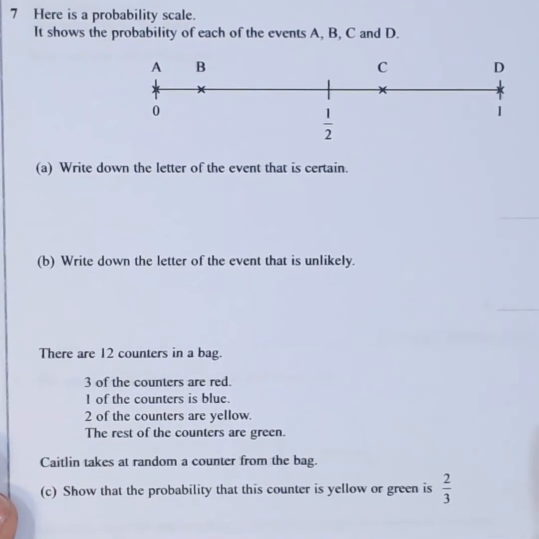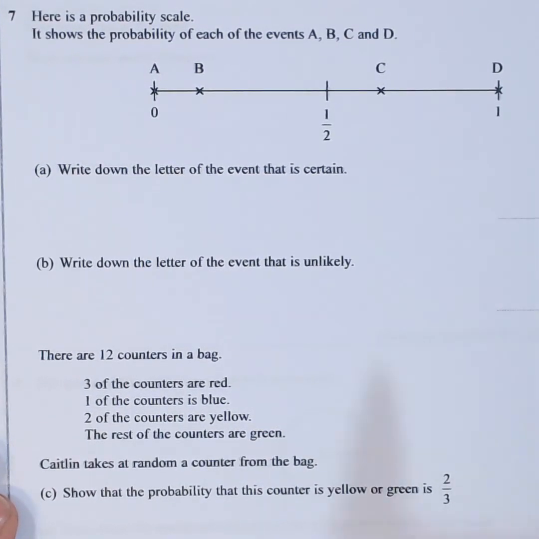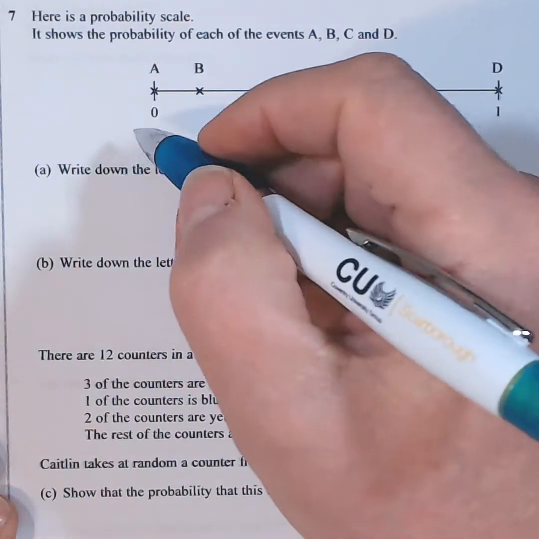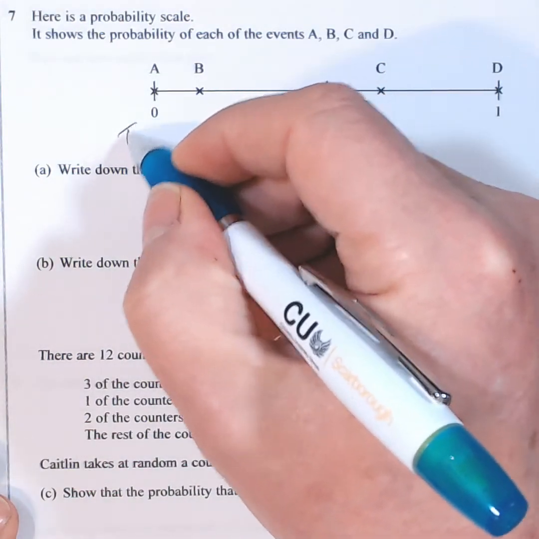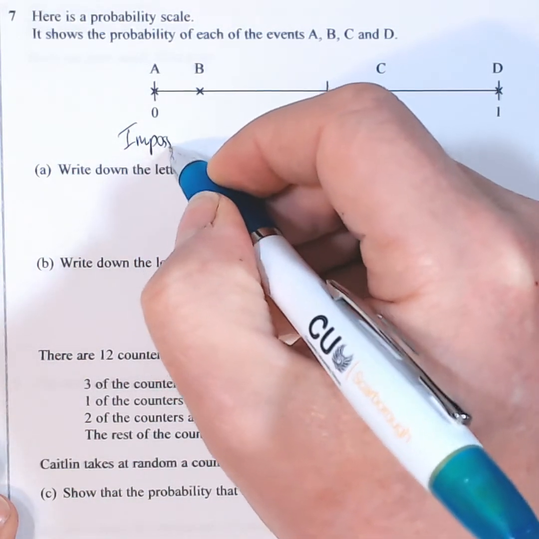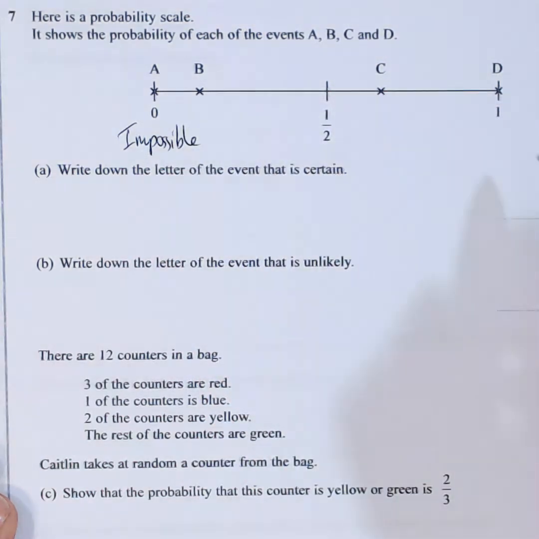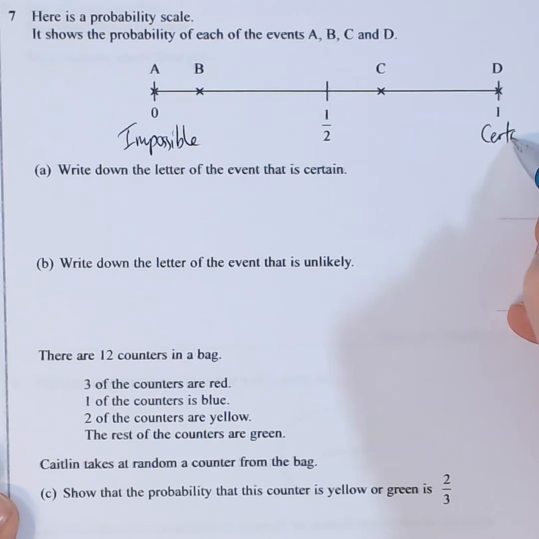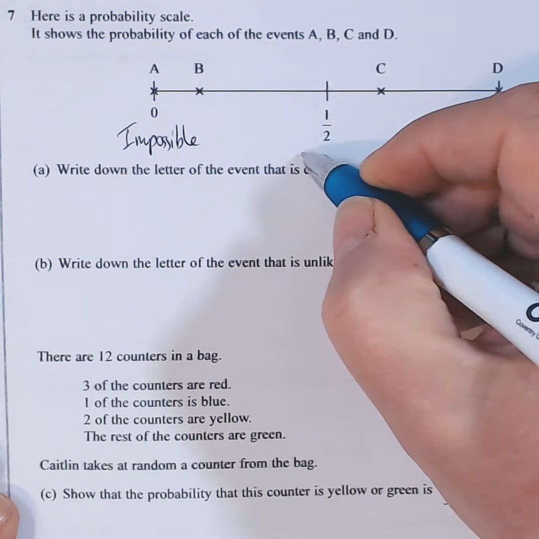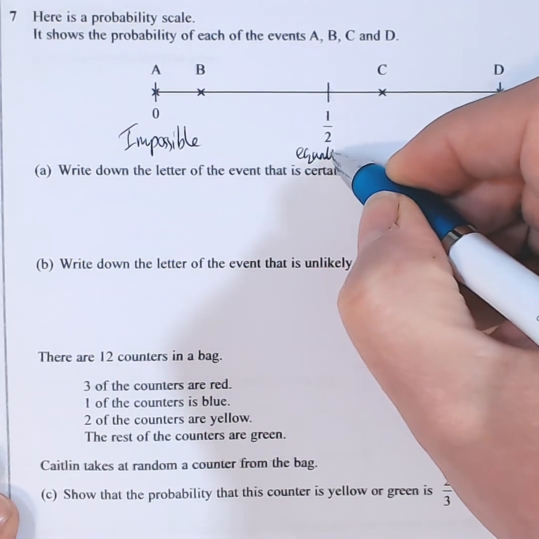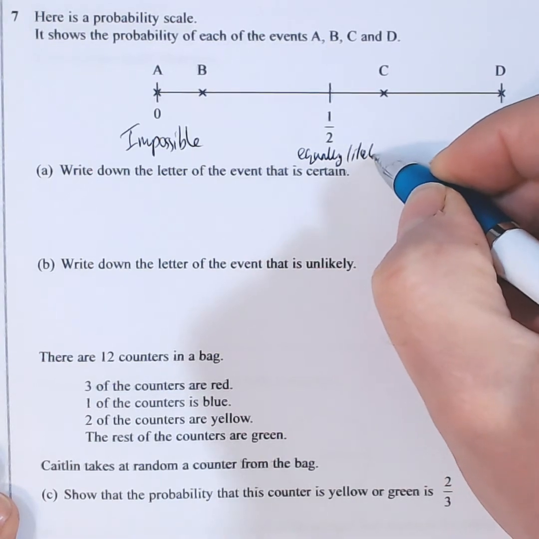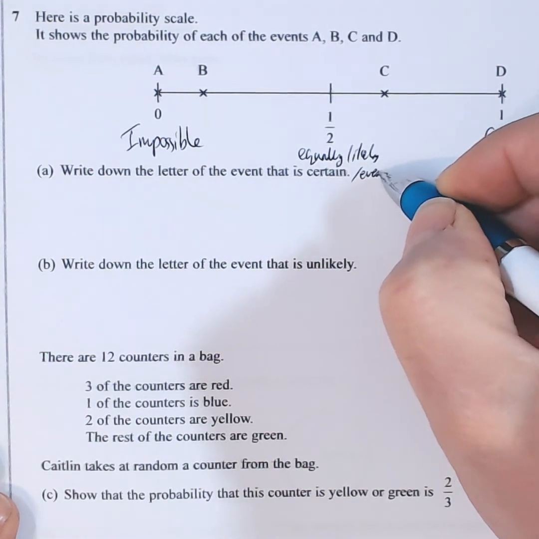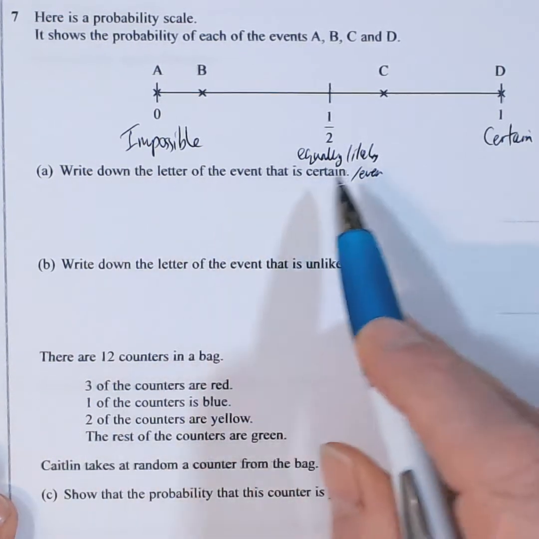Okay, so this next question talks about a probability scale going from 0 to 1, and what we've got to remember about probability scales is a probability of 0 means things are impossible to happen, there's no chance of them happening, and a probability of 1 means that there's 100%, they are certain to happen, and in the middle, equally likely, or even.